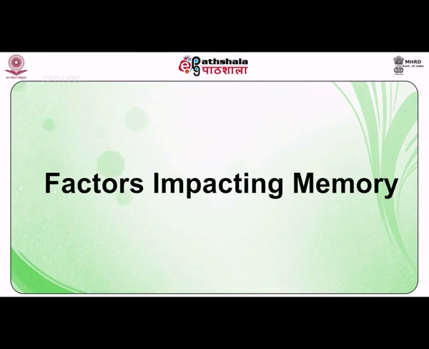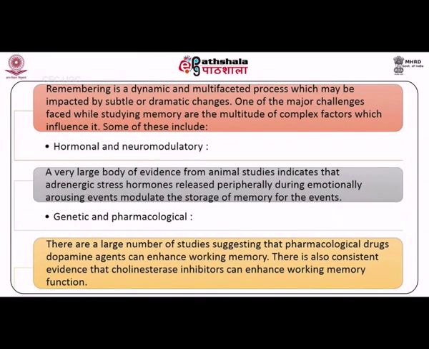Factors impacting memory. Remembering is a dynamic and multifaceted process which may be impacted by subtle or dramatic changes. One of the major challenges faced while studying memory is the multitude of complex factors which influence it. Some of these include, first, the hormonal or neuromodulatory. A very large body of evidence from animal studies indicates that adrenergic stress hormones released peripherally during emotionally arousing events modulate the storage of memory for the events.